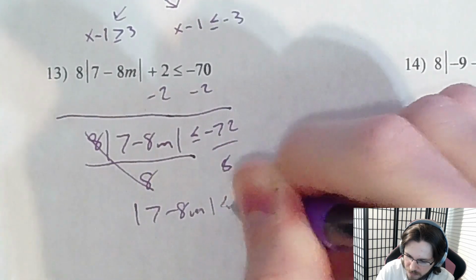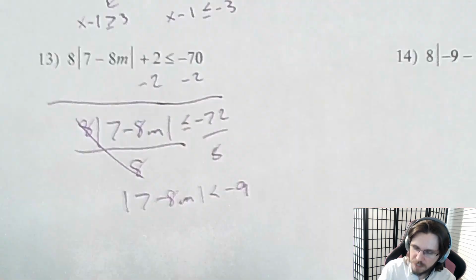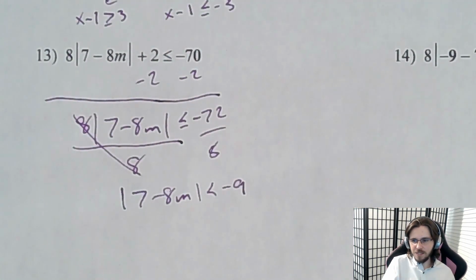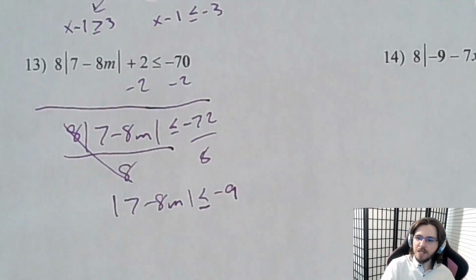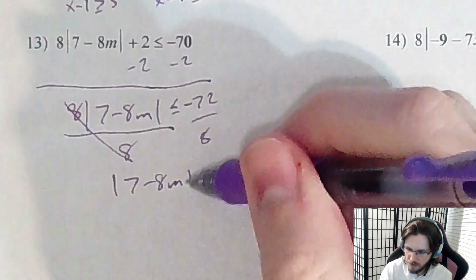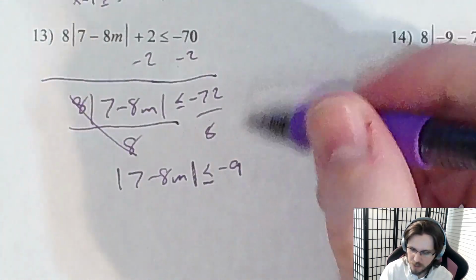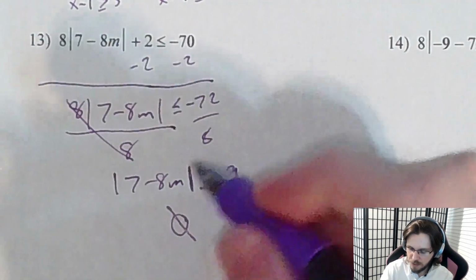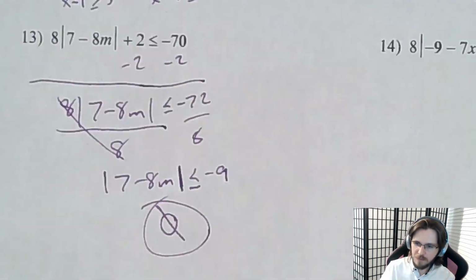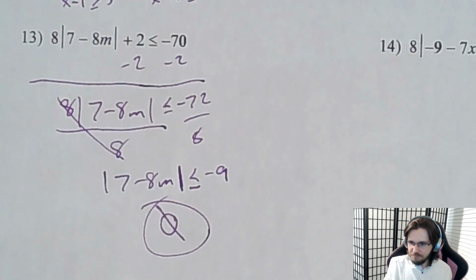And this time I have an absolute value that is less than or equal to a negative number, which cannot happen. So my answer is the empty set. There is no interval notation to write. So you just write empty set and you're done. Boom.